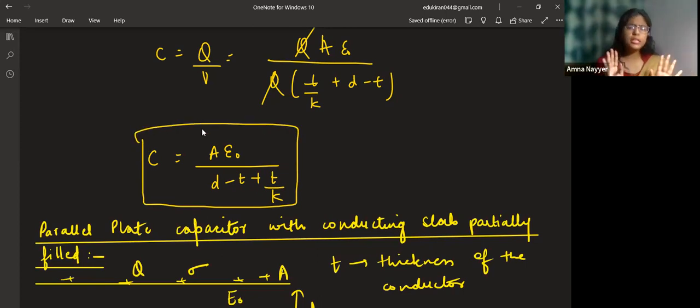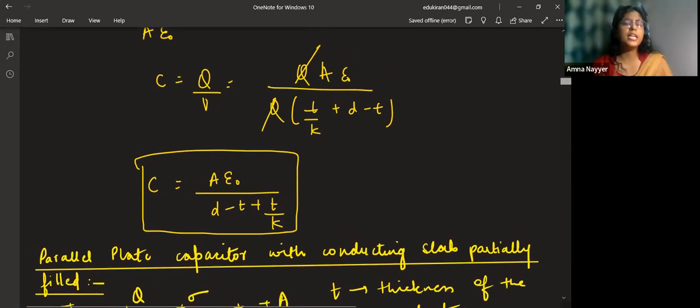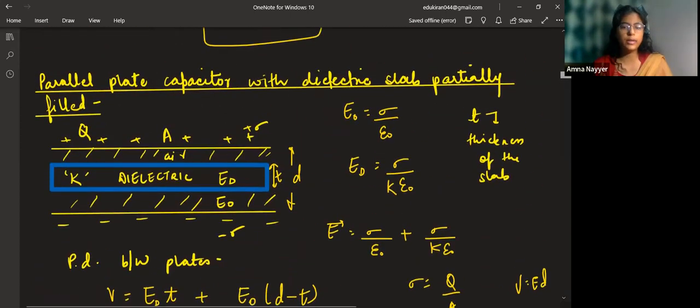Derivation can come. Now you can see the derivation is not difficult. Just understanding small steps is important. All right, so A epsilon naught divided by D minus T plus T by K. Quickly note this down.